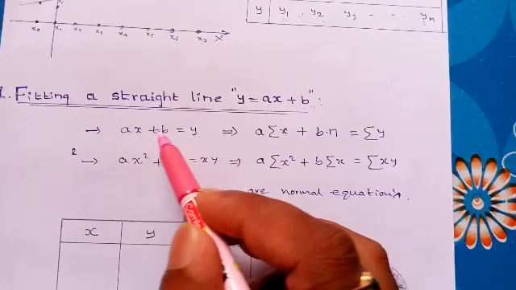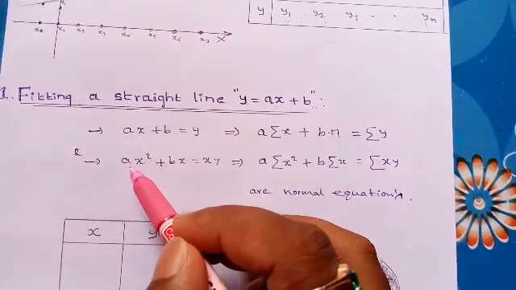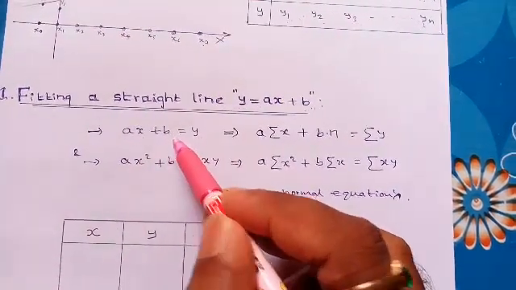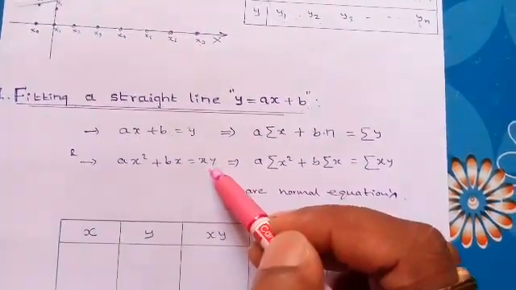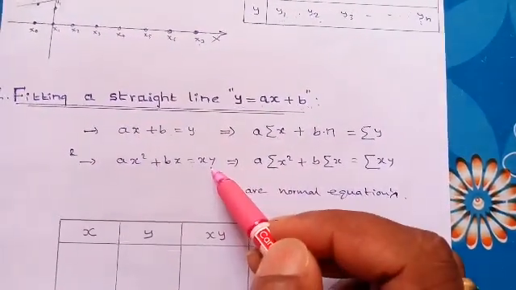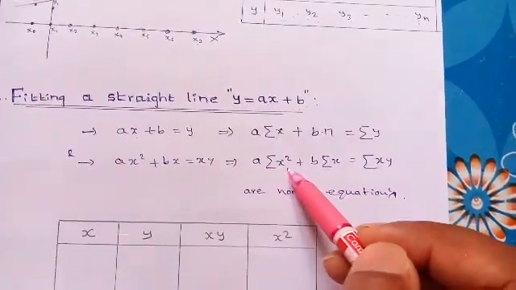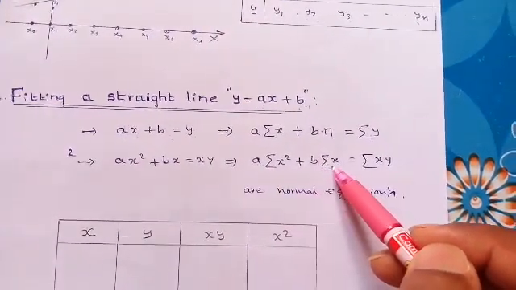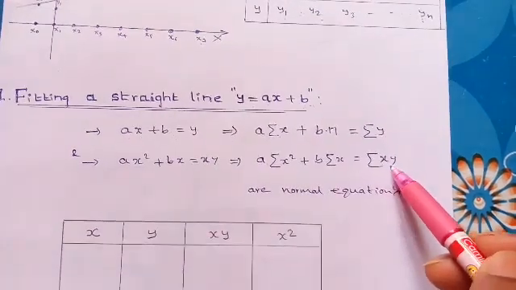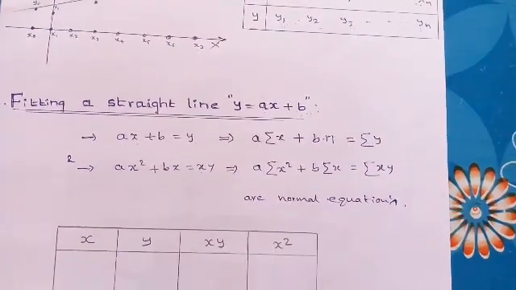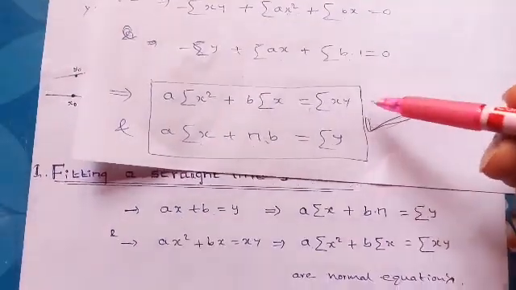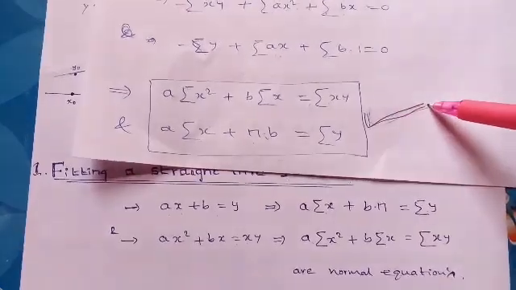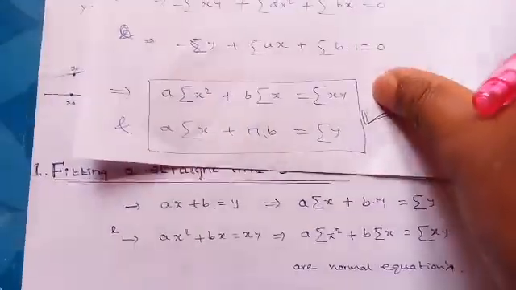Now multiply x throughout the equation: a into x square plus b into x equals x into y. Apply summation throughout the equation: a into summation x square plus b into summation x equals summation of xy. These two are the normal equations, the same as derived in the least square method. So these are the necessary conditions.